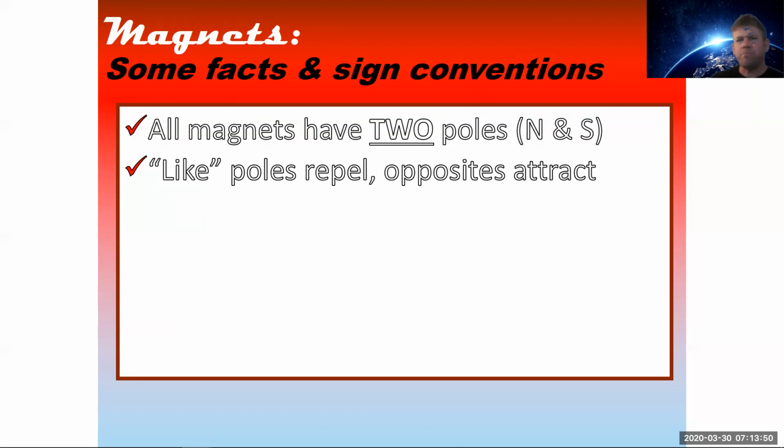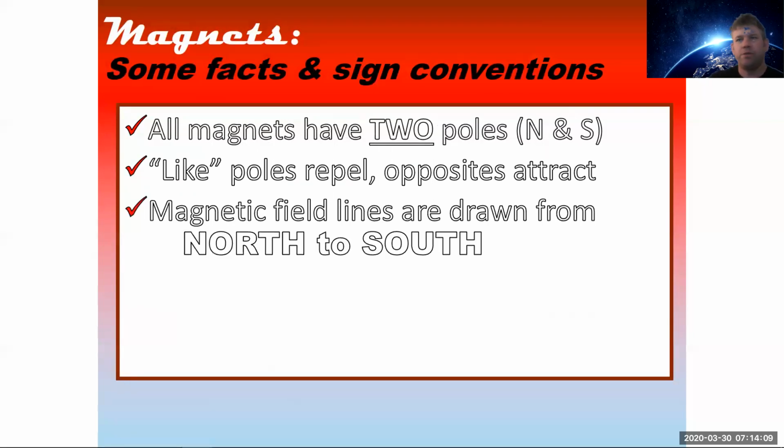Like poles repel, opposites attract, very similar to what we talked about with charge about a month ago, where positives repel, negatives repel, and positive and negative attract. Here, north and north repel, south and south repel, and north and south attract each other. Pretty straightforward stuff.